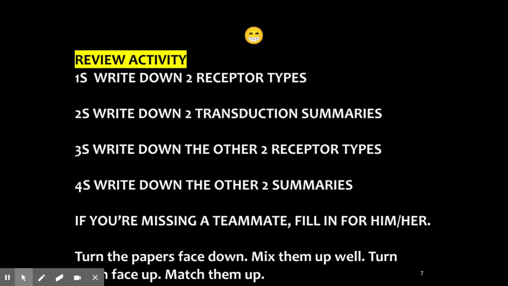And then if you'll just turn the papers face down, mix them up real well, turn them back face up, and just work on matching them up. And match them as many times as you need to until you can do it without even looking.